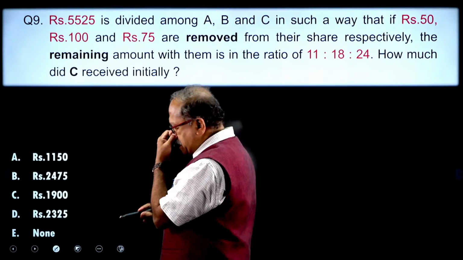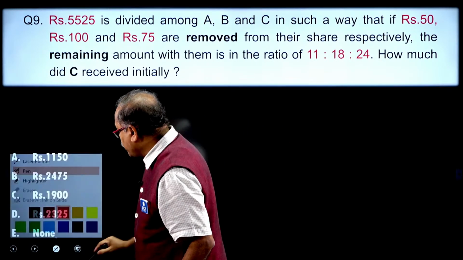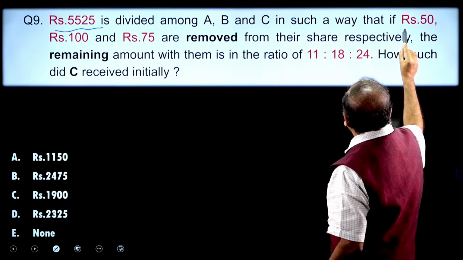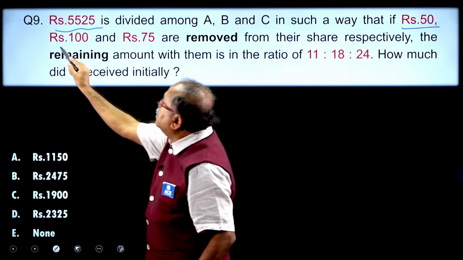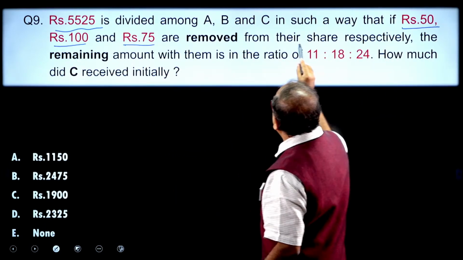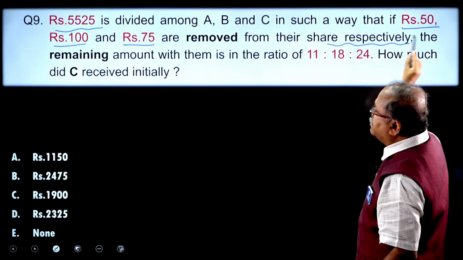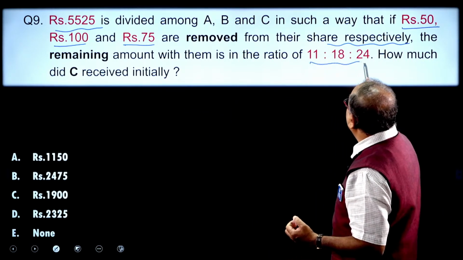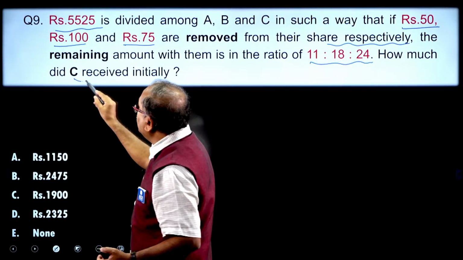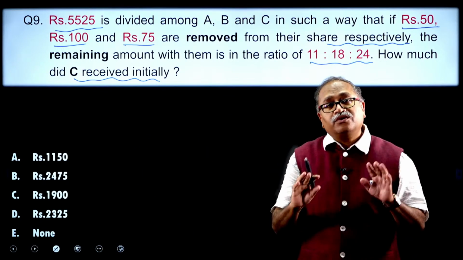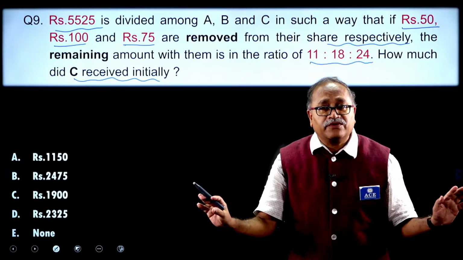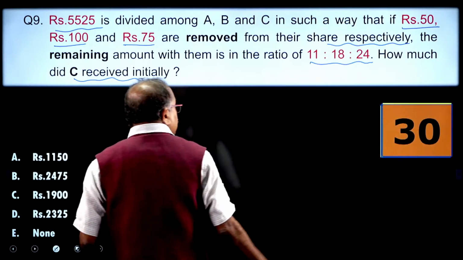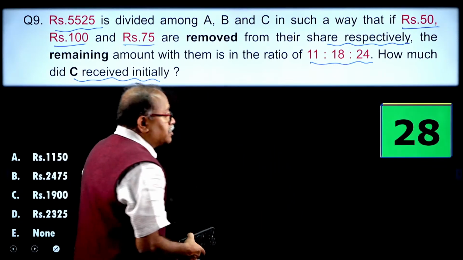Allow us to read that. This is the amount. This amount is divided among A, B and C in such a way that if rupees 50, rupees 100 and rupees 75 are removed from their shares respectively, then the remaining amount is in the ratio of this. So, how much does C have initially? This type of question is very frequently asked in all competitive exams at prelim level. So, take your 30 seconds here and answer the question, my dear friends.